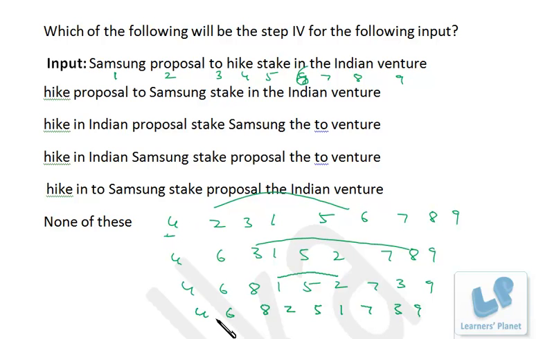Now we have to match this number with the options. So 4, 6, 8, it's hike, in, Indian, proposal, right? Then steak is 5, Samsung is 1, that's correct. Then the is 7, and 2 is 3 and venture is 9. So this option is correct. Be careful because there is also a 'none of these' option. Just match the full sequence, right? I hope you are clear.